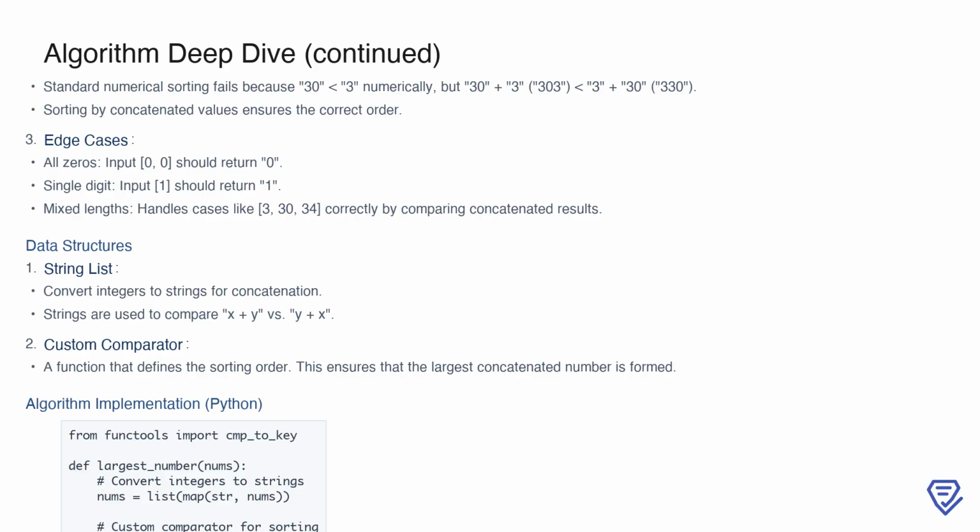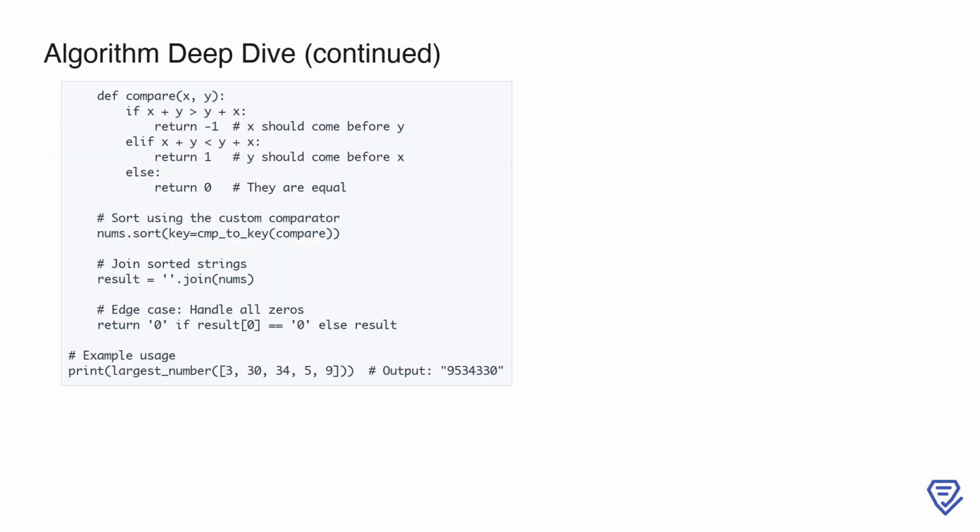This approach also handles edge cases effectively. If the input is all zeros, such as 0, 0, the output is simply 0. For a single-digit input like 1, the result is straightforward, just 1. And for mixed-length integers, such as 3, 30, 34, the algorithm ensures the correct order by comparing the concatenated results for each pair. By converting integers to strings and using a custom comparator, we can reliably determine the correct order for any input. Now let's look at the Python implementation.